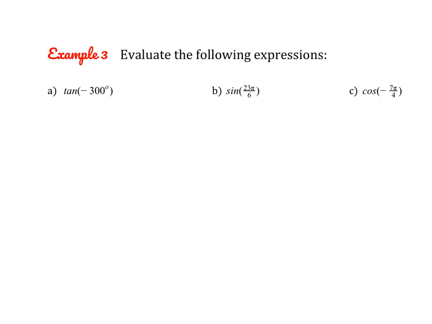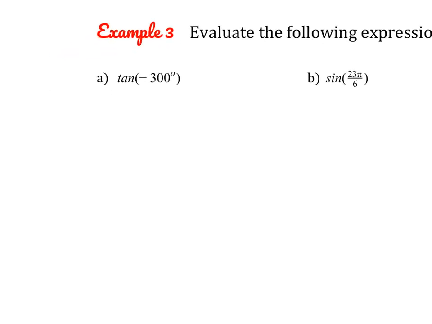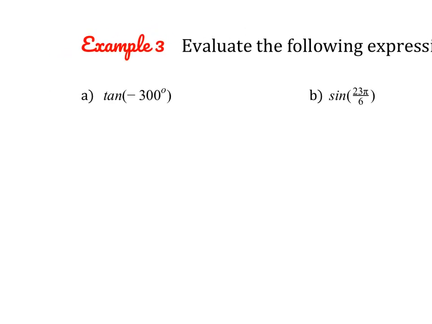Okay, so now we're going to do the same process, but we're going to work with angles that are a little bit trickier. So this first one, we have tangent of negative 300 degrees. So this is not one that's as easy for us to work with. So the first thing I'm going to do is find a coterminal angle for negative 300. That's positive. And the way we do that is by adding a full rotation, which is 360. So tangent of negative 300 is actually exactly the same as the tangent of 60 degrees.